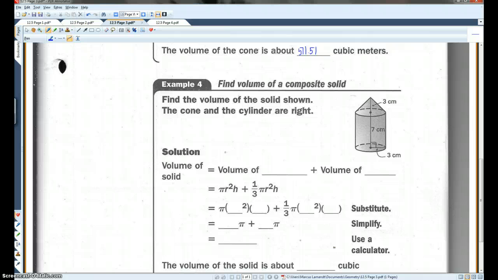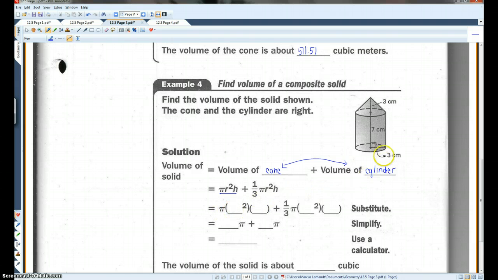Okay, find the volume of the composite solid. So this is what we want to do here. We have a cone on top and a cylinder on the bottom. We're going to want to find the volume of the cone and then the volume of the cylinder, and then add them together. So, as it says here, the volume of the solid is the volume of the cone plus the volume of the cylinder. Actually, they have it reversed here. This one is the volume of the cylinder, and this is the volume of the cone. But either way.